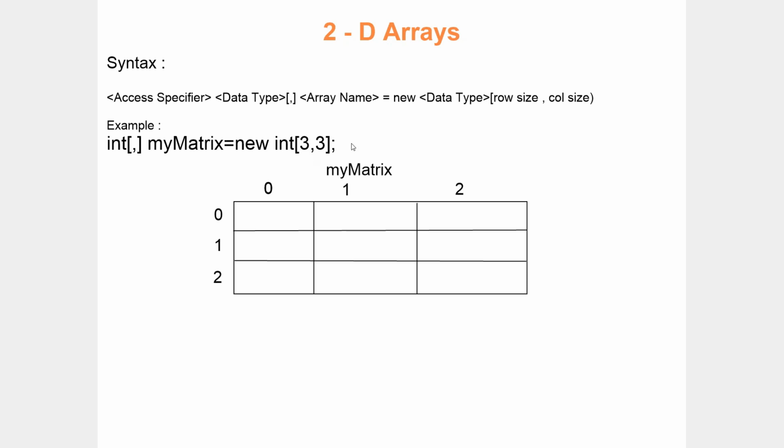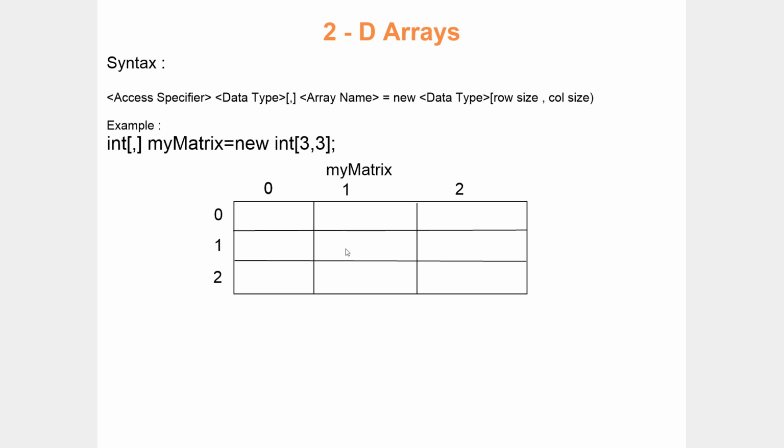So immediately what it will do, it will go to memory, create a common location with the name my matrix, and inside this common location it will create 3 rows. Here you can see 3 rows and 3 columns. 3 into 3, 9. So totally 9 different elements can be accommodated into your collection.